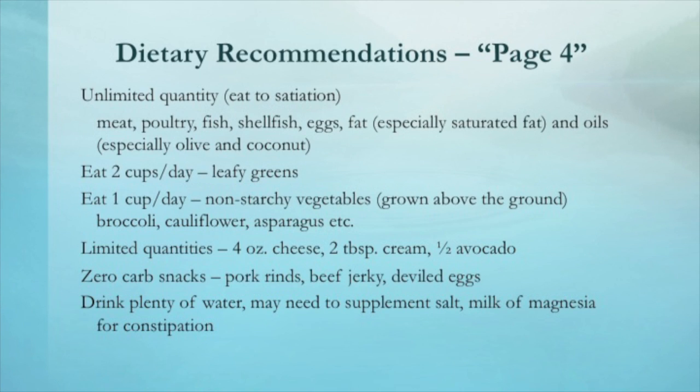So first he says, eat to unlimited quantity, eat to satiation, and he lists a bunch of meat, pork, shellfish, eggs, fat, don't worry about saturated fat, oils, especially olive and coconut. Of course, he lists more things than this, but list them all. Now, the first thing that your patient is going to do is say, well, but I don't like red meat. So don't eat it. Take something else off the list.